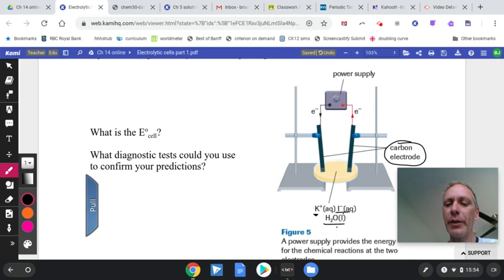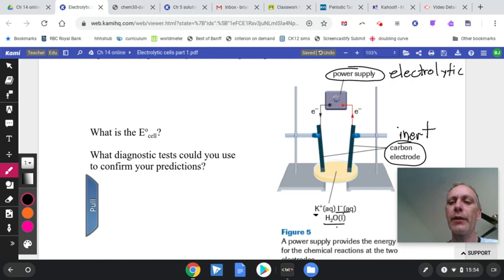What do we know about carbon electrodes? They are inert. They won't take part in the reaction. They're just there to conduct electricity. Here's our power supply, which also tells us this is electrolytic. It's electrolytic, non-spontaneous. It needs a power supply to work.